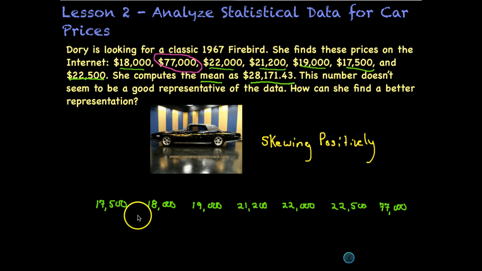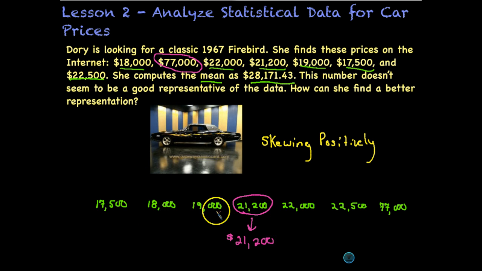First thing, I need to list my car prices in order from smallest to greatest. So I have done that. Now I need to figure out where my middle number is. Well, I have 1, 2, 3, 4, 5, 6, 7 pieces of data. So my middle number should be at data number 4. 1, 2, 3, 4 would put 21,200 as the middle. And we'll verify from the other side, 1, 2, 3, 4. So in this case, I have 3 data values on either side. 21,200, that is our median.